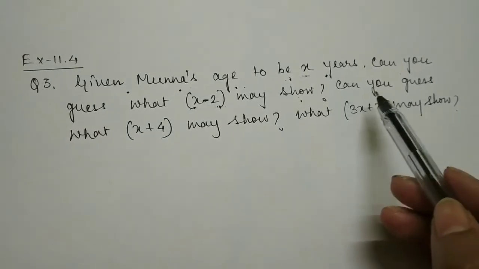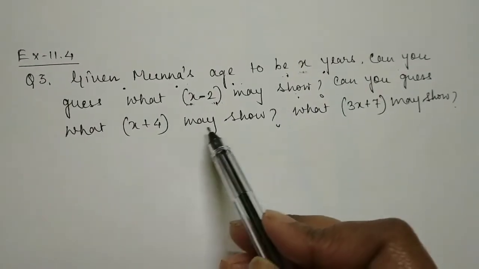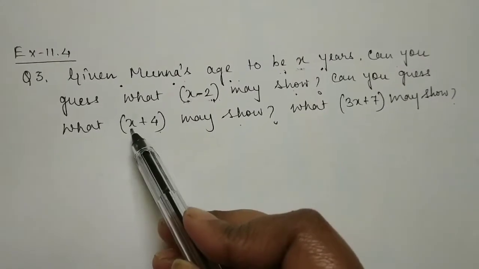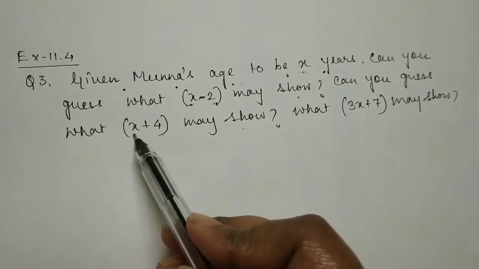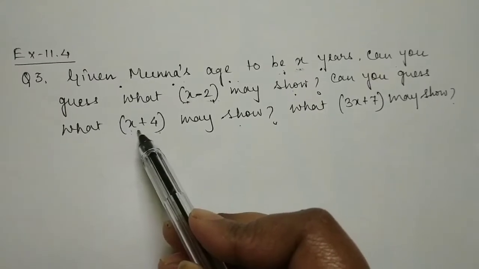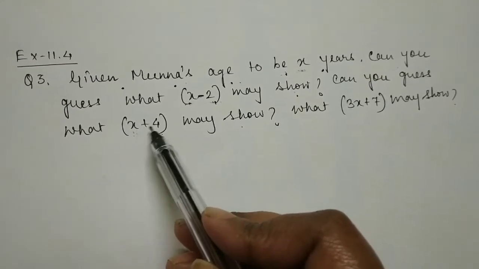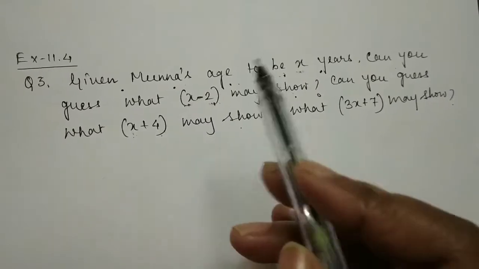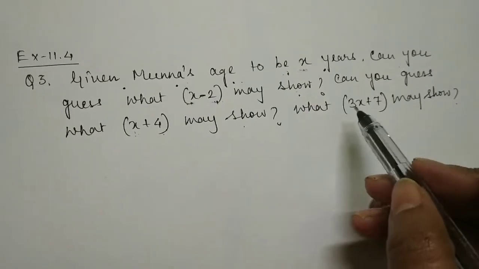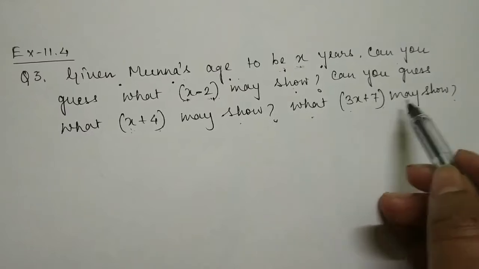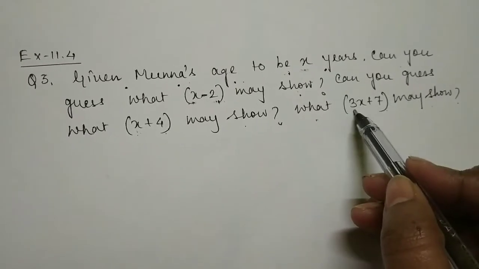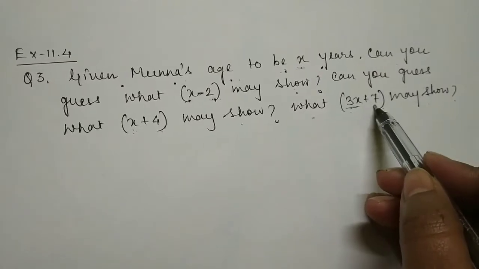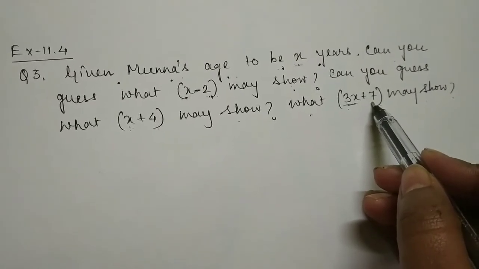Similarly, can you guess what x plus 4 may show? Now, x plus 4 means 4 years more than his age. So this can be his elder brother's age. So, x plus 4 shows his elder brother's age. Now, in the last part we have what 3x plus 7 may show. 3x means 3 times his age and then 7 more. So this can be his father's age.